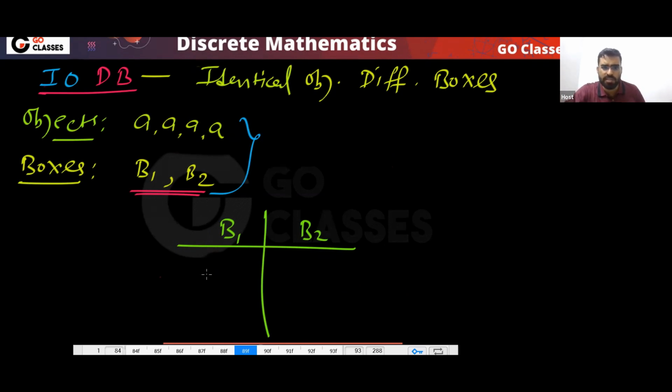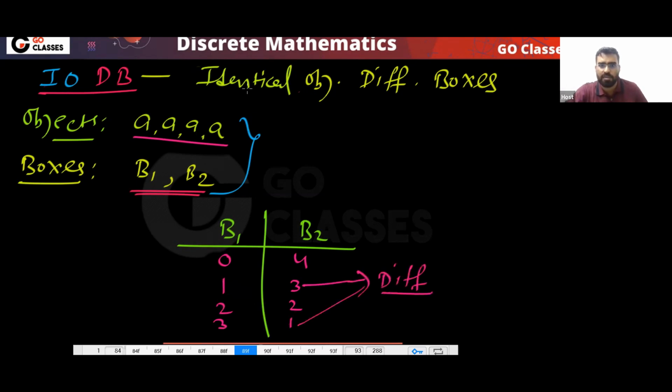Now you can notice only this number will matter. Like here you put 0 and here you put all the 4, because the objects are all identical. Yes or no? So only these numbers will matter. Like you put 1A here, 3A here. You put 2A here, 2A there, 3A here, 1A there. Are they same or different? They are different because boxes are different.